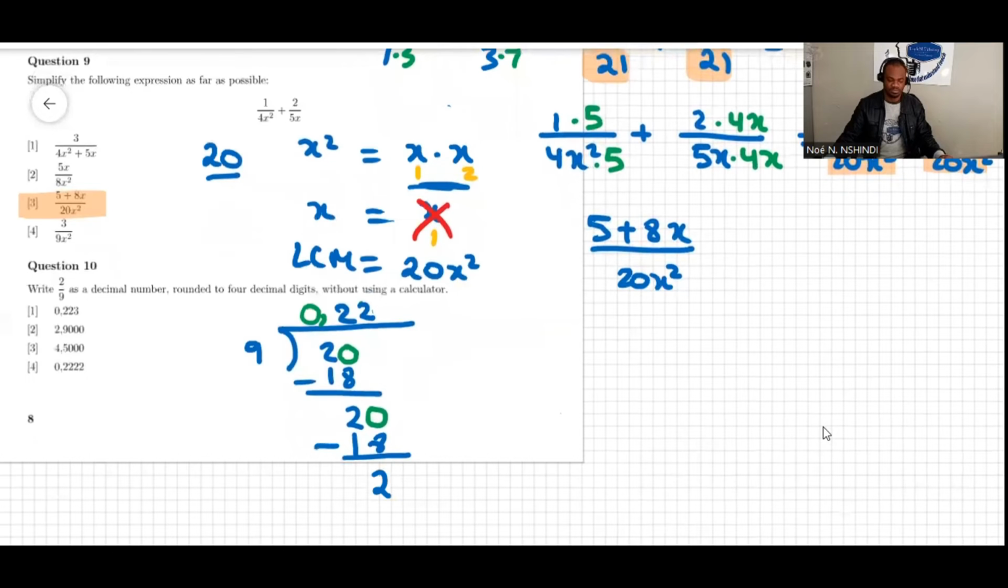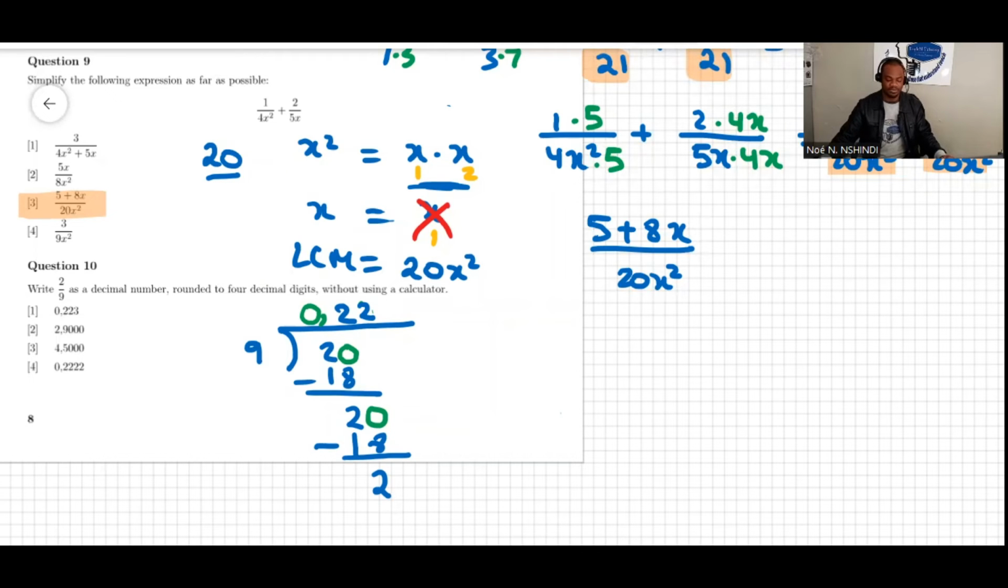Okay, they said I must write it as a decimal, rounded to 4 decimal places, without using a calculator. On top here, remember, is the quotient, the result of the division, and these are the dividend. Now I have like 2 decimal places. I need to continue because I say 4 decimal digits.